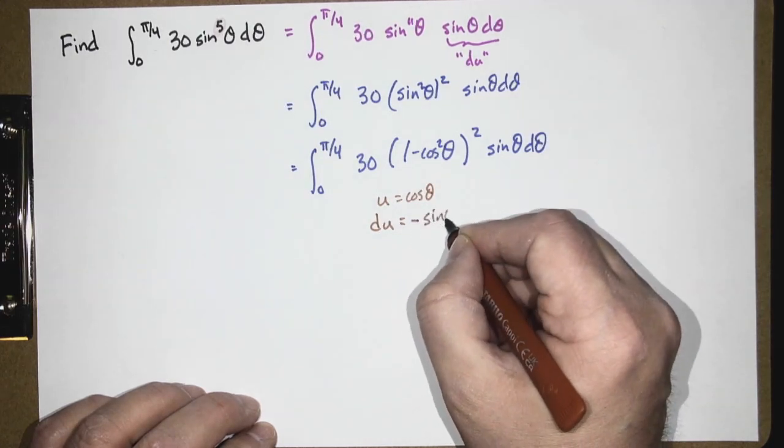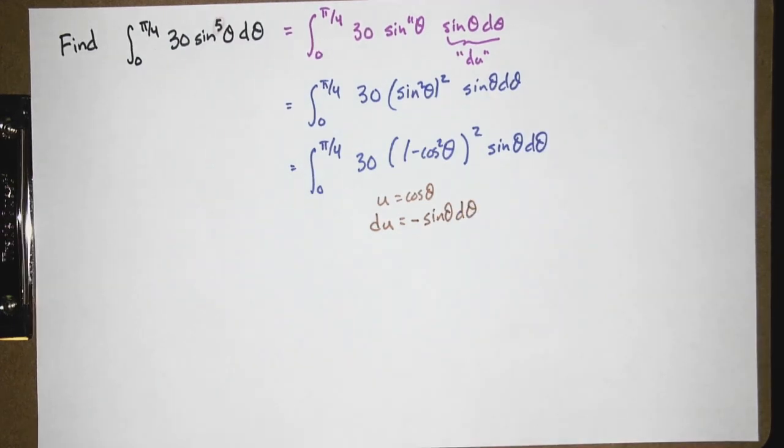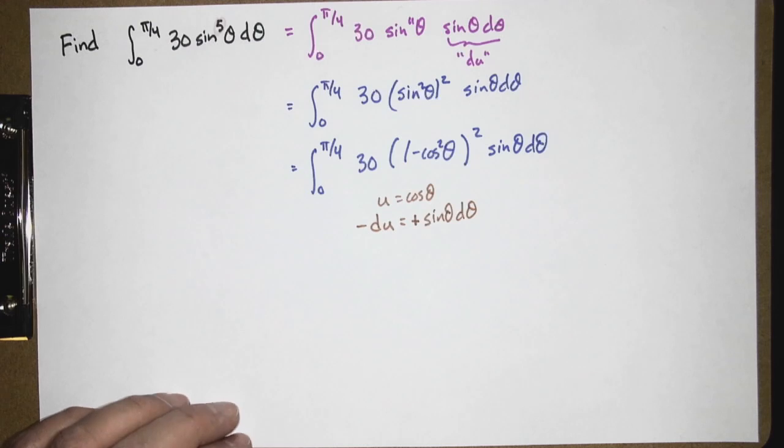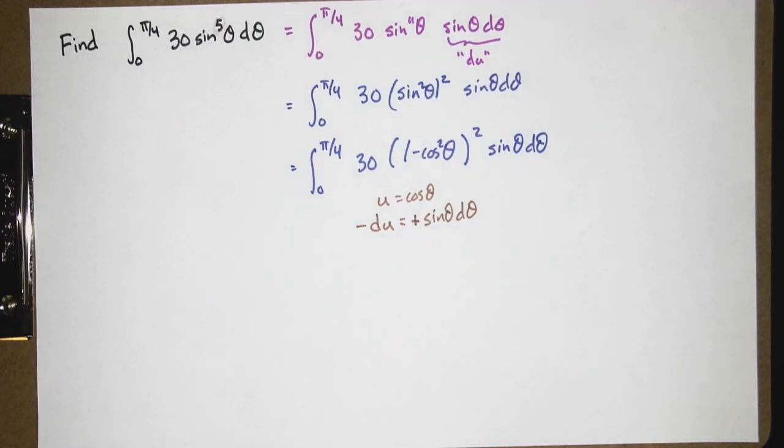Negative sine. The derivative of cosine is negative sine. And then I can just say, well, I'll move the minus across. So minus du is sine theta d theta. Okay, so we can update.